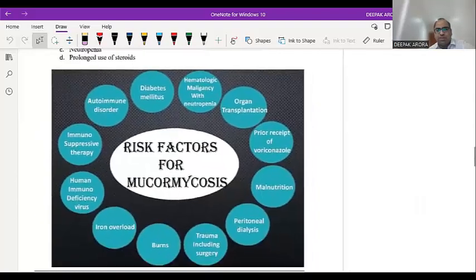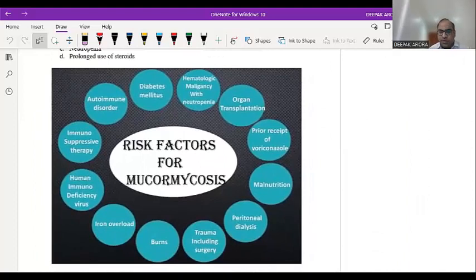This is a big list of all the predisposing factors for mucormycosis. It can be organ transplantation, overuse of steroids, antifungals. These are all important causes, but not antibiotics.